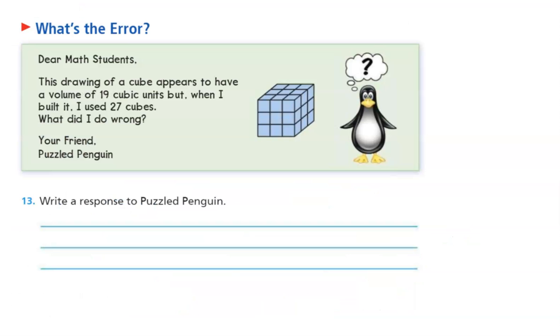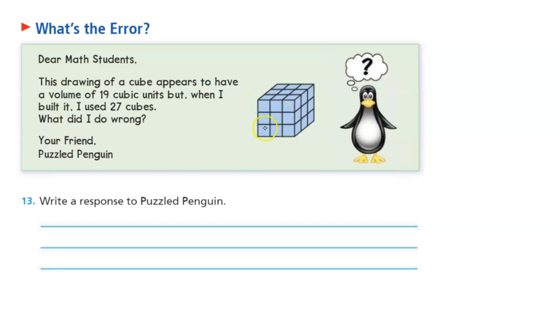The next part of your assignment is a puzzled penguin. Let's look at this one since I have time. It's only been 9 minutes, so I've got a few more minutes. So this says, Dear math students, this drawing of a cube appears to have a volume of 19 cubic units, but when I built it, I used 27 cubes. What did I do wrong? Well, I have an idea. I think maybe he only counted what he can see on the outside rather than accounting for what he's missing over here.